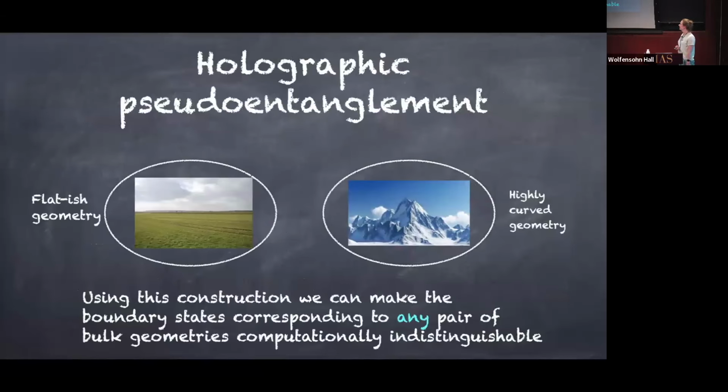Okay, so where does that leave us? We have holographic pseudo-entanglement without Python's lunches. What does this mean? The nice thing about this construction is that we can start off with any 2 tensor network geometries. I have one tensor network geometry that corresponds to a fairly flat geometry, and another that corresponds to a very curved geometry. We can then apply our pseudo-random isometry brickwork construction to the boundaries of these tensor networks. And using that construction, we can make the boundary states corresponding to these 2 very different bulk geometries computationally indistinguishable.